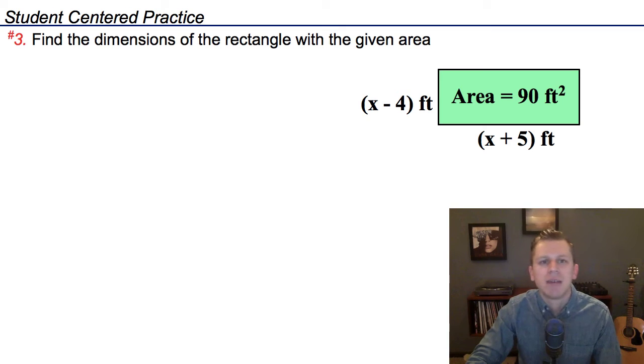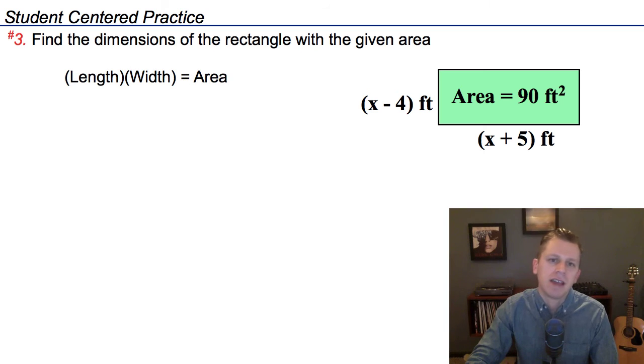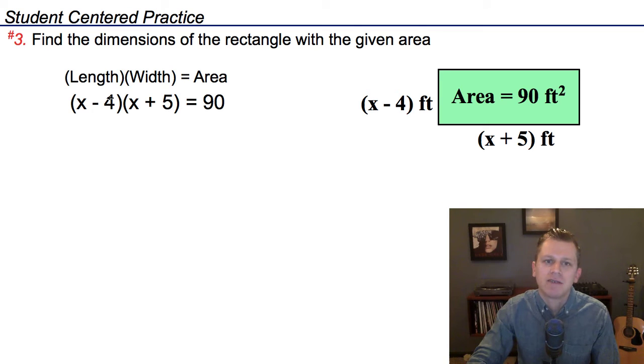First step is to set up the area formula for a rectangle. Length times width equals area. Step 2 is to plug in the appropriate dimensions. For length, I'll plug in x minus 4. For width, I'll plug in x plus 5. And the area here was given at 90.